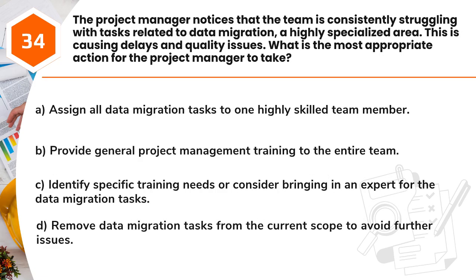Question 34. The project manager notices that the team is consistently struggling with tasks related to data migration, a highly specialized area. This is causing delays and quality issues. What is the most appropriate action for the project manager to take? A. Assign all data migration tasks to one highly skilled team member. B. Provide general project management training to the entire team. C. Identify specific training needs or consider bringing in an expert for the data migration tasks. D. Remove data migration tasks from the current scope to avoid further issues.